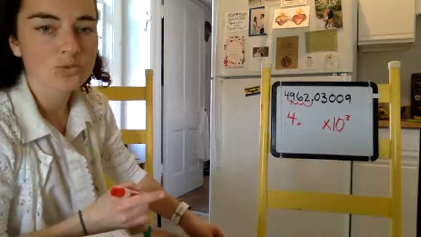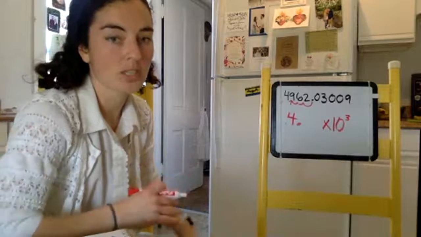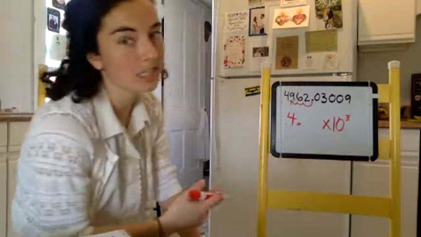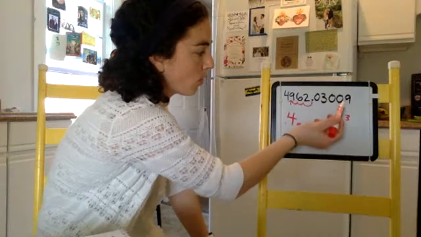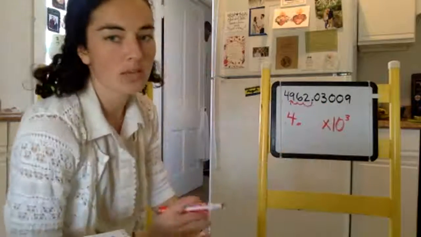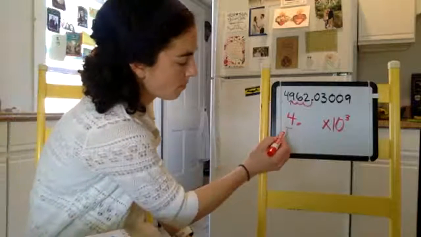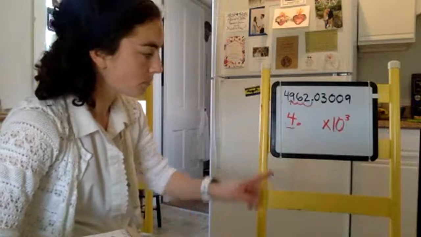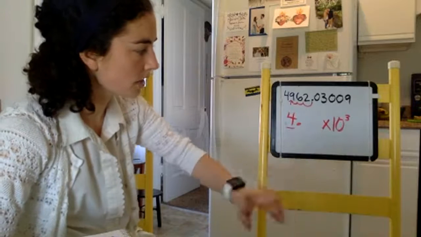And then this is where the significant figures come in. So now we technically could write 4.96203009 times 10 to the third, but we don't want that. We want 3 significant figures. So this is 1 because it's our first non-zero, and then we want 2 more. Doesn't matter.